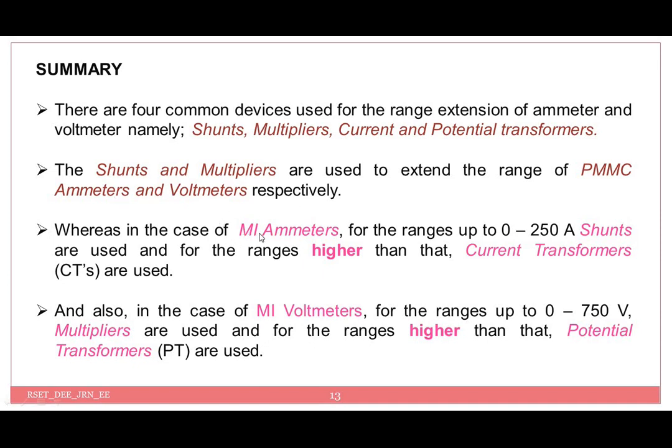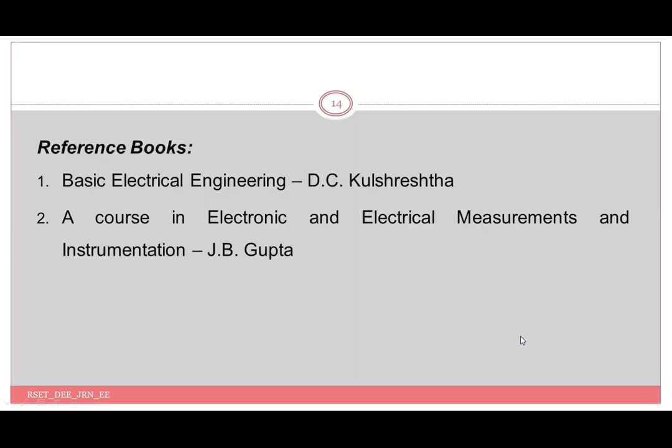Whereas in the case of moving iron ammeters, for ranges up to 0 to 250 amps, shunts can be used, and for higher ranges, CTs are used, mainly for AC circuits. And also in the case of moving iron voltmeters, for ranges up to 0 to 750 volts, multipliers are used, and for ranges higher than that, potential transformers are used, mainly for AC circuits. That is all regarding extension of range.